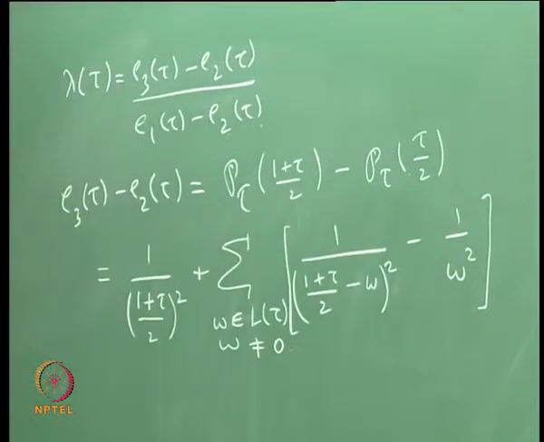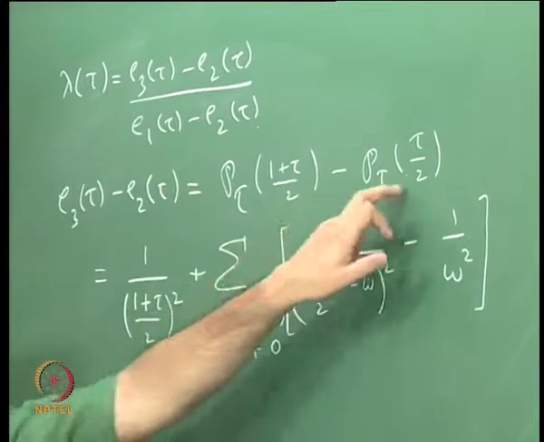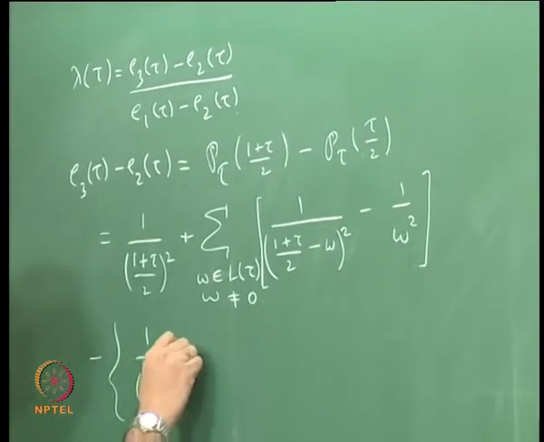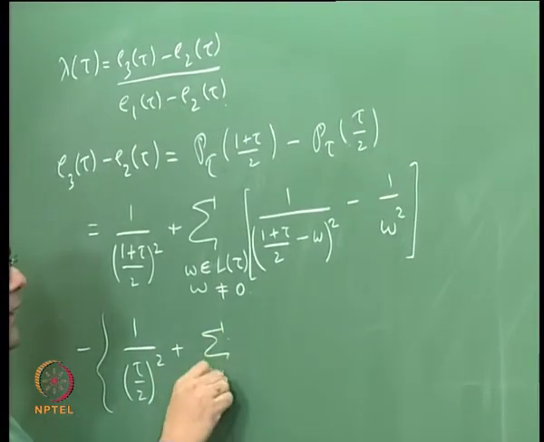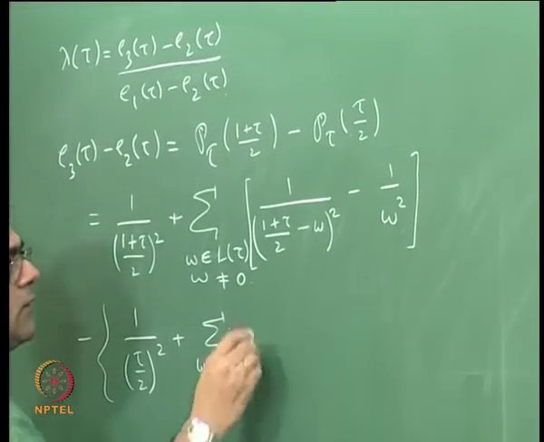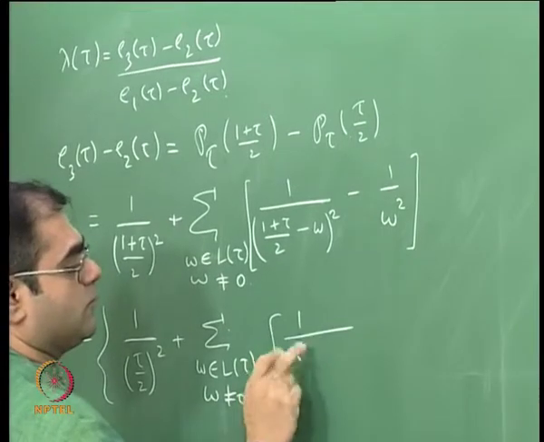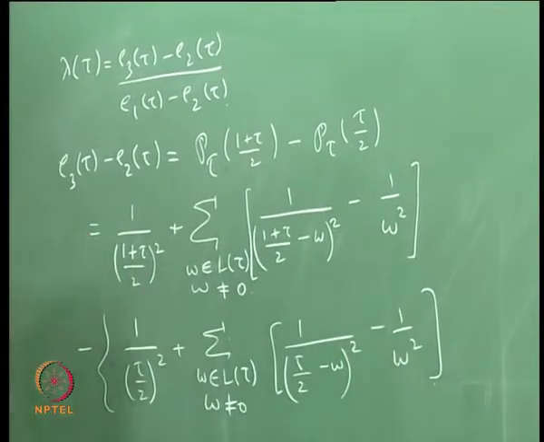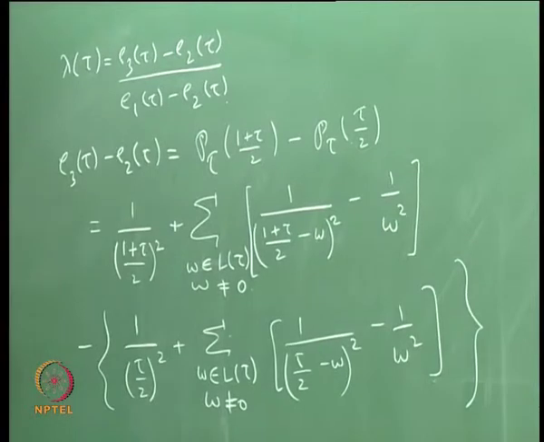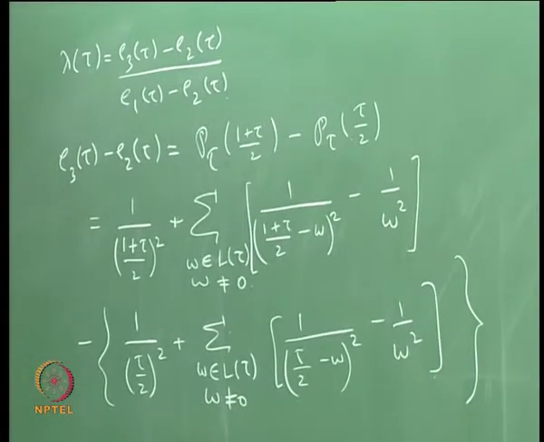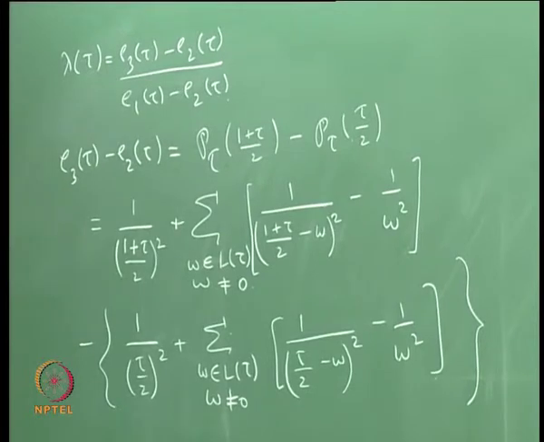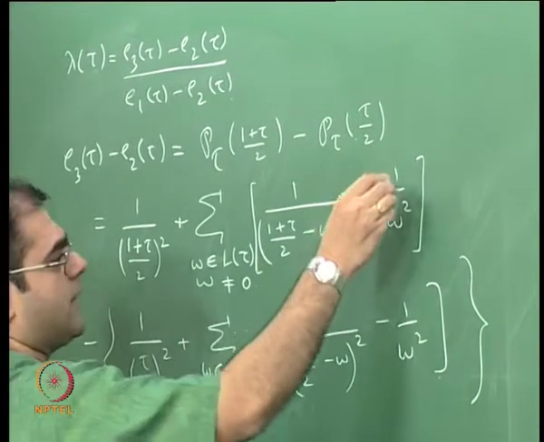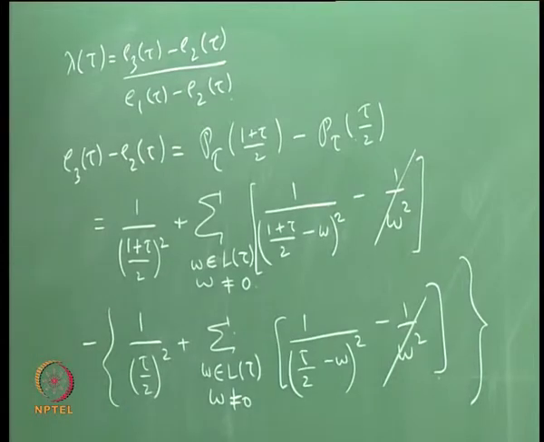This is the expansion of the first term, and then I will have to write out the second term. So I will get minus 1 by tau by 2 the whole squared plus summation over omega in L of tau, omega not equal to 0, of 1 by tau by 2 minus omega the whole squared minus 1 by omega squared. Okay. So all these series are uniformly convergent, and in fact I can get rid of these terms, alright.